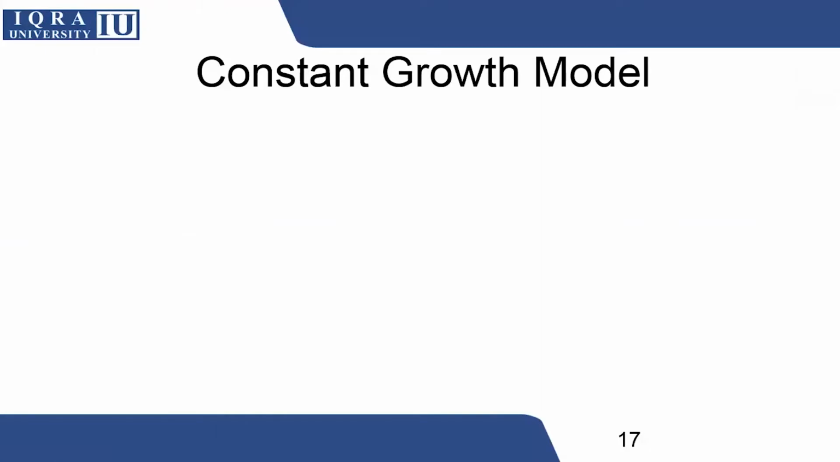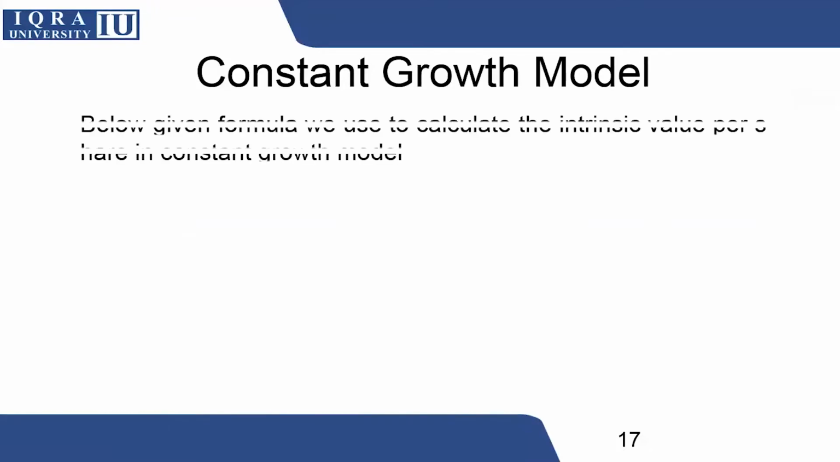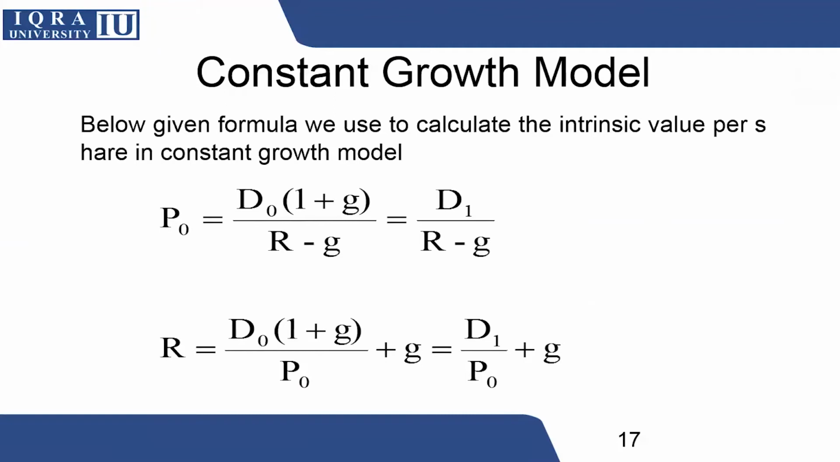In the constant growth model we assume that growth will remain static for a certain number of years. So you can apply any one formula depending on what information you are interested in calculating. If you are interested in calculating the current price of the stock, then you can use D1 upon R minus G. If D1 is not given and D0 is given, then this application is also possible.